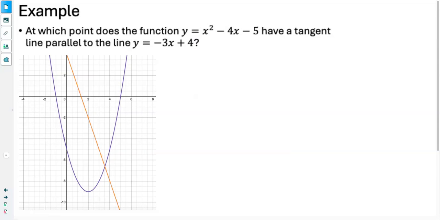Okay, next example. At which point does the function y equals x squared minus 4x minus 5 have a tangent line parallel to this line of negative 3x plus 4? So here's our x squared minus 4x minus 5, and we're wondering at what point is there a line parallel to this that is tangent to this? Now we can see that we're probably only going to have one point, so it would probably be over here somewhere, and we need to figure out where that point is.